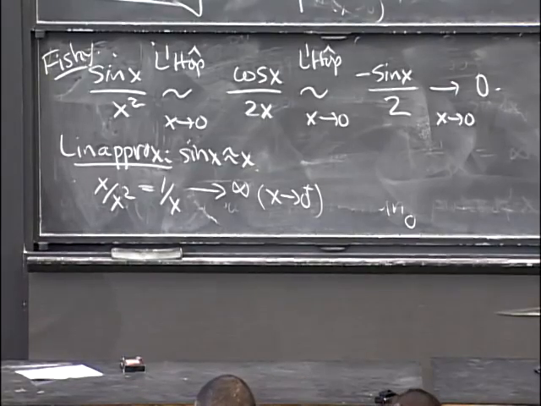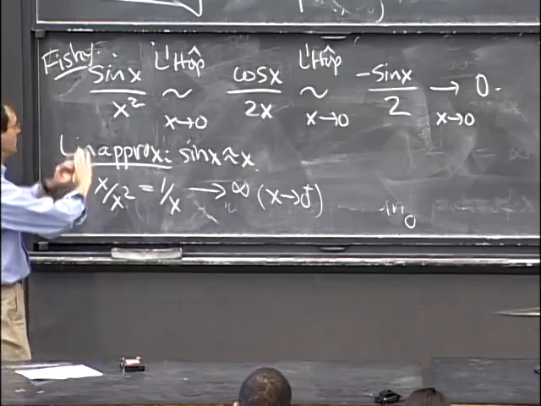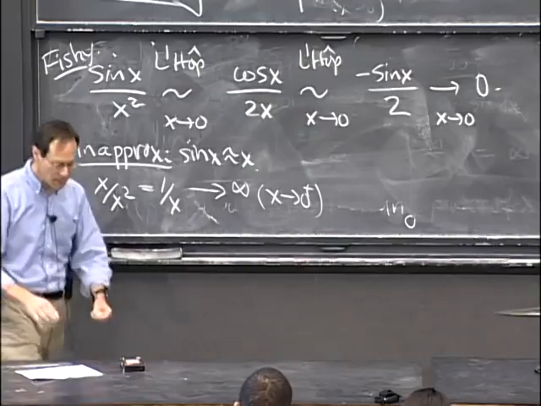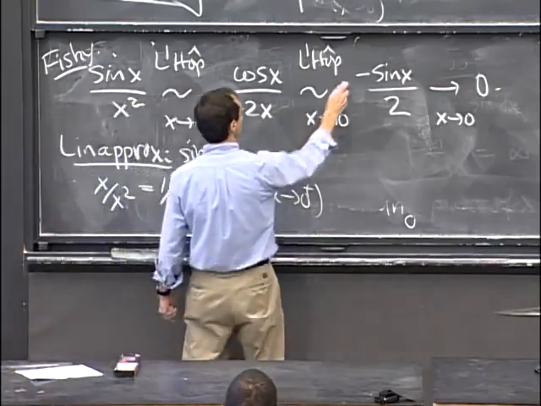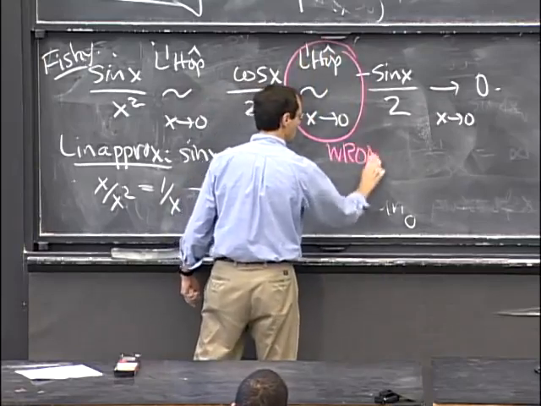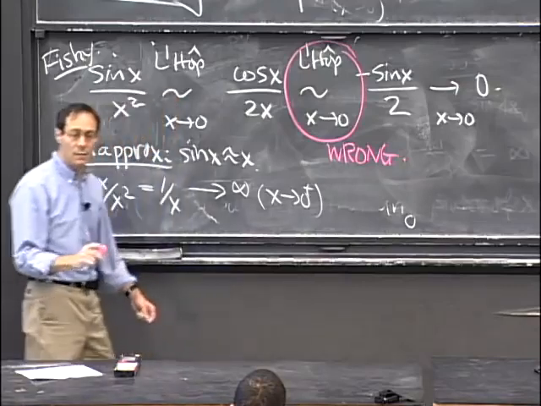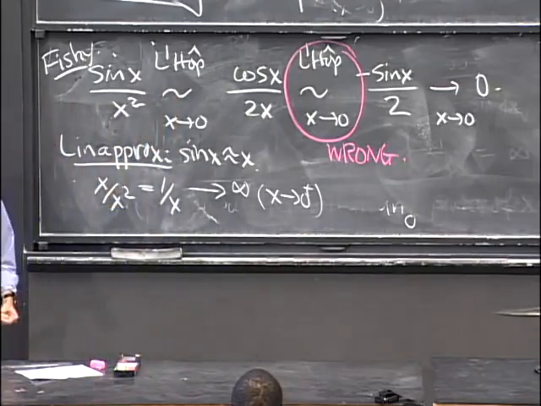Your second L'Hopital wasn't applied correctly because cosine x over 2x isn't indeterminate as x goes to 0, because cosine x is just 1. Okay, all right. So the claim is that the second application of L'Hopital's rule, this one, is wrong. And that's correct.